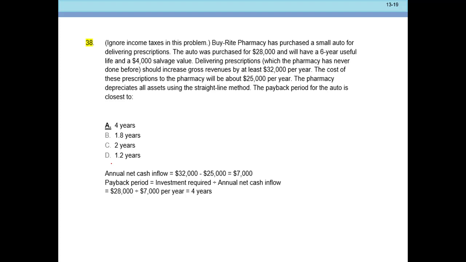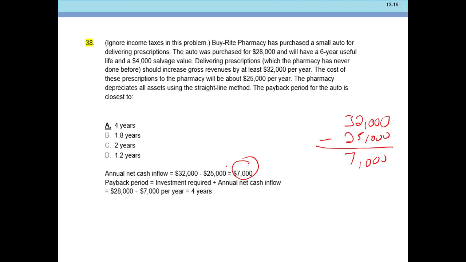But anyway, we have this Buy Right Pharmacy that has purchased a small auto for delivering prescriptions. The auto was purchased for $28,000 and will have a 6-year useful life and salvage value of $4,000. Delivering prescriptions has never been done before, and it should increase gross revenue by $32,000. That's a cash inflow that's coming from this, isn't it? And then they say the cost of the prescriptions is $25,000. So I'm going to have a net cash inflow of, if I'm doing my math right, 7,000.